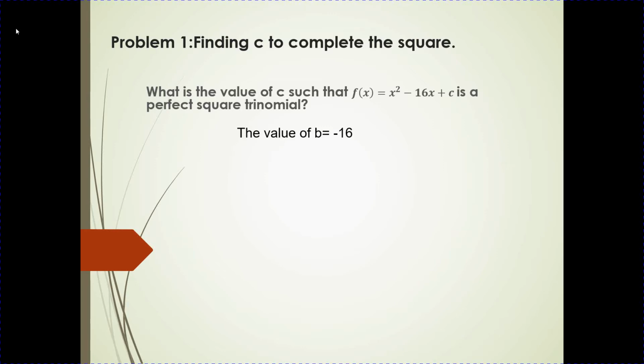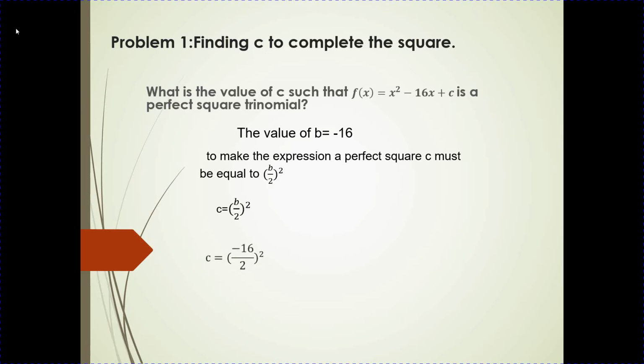Okay, so the value of b is negative 16, and to make a given quadratic expression a perfect square, you have to evaluate b over 2 squared. Therefore, c is equal to b over 2 squared, and substitute the value of b into this equation. It becomes negative 16 over 2 squared. Then simplify the expression, then c becomes 64. Therefore, x squared minus 16x plus 64 is a perfect square trinomial, which is the same as (x minus 8) the whole square.